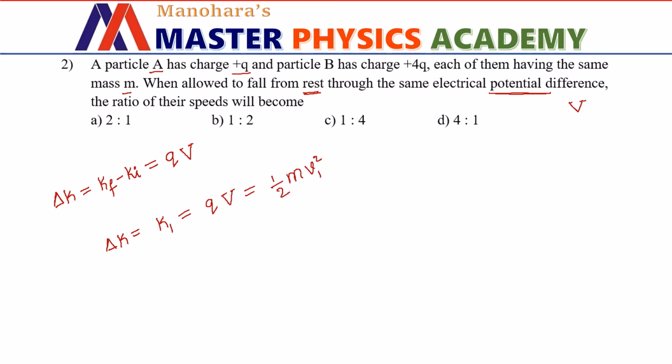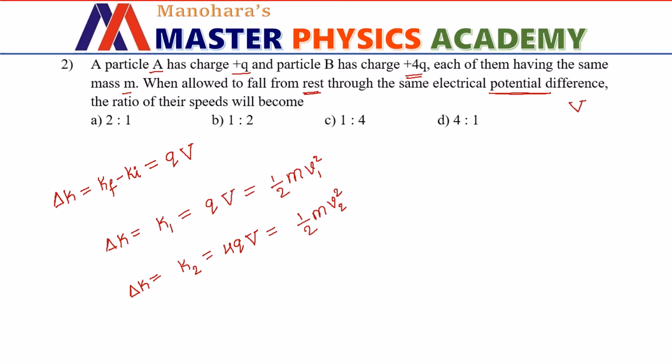So let us apply the same thing for the second charge. For the second charge, let us assume the final kinetic energy to be K2. Hence this K2 will be given by, what is the charge here? Plus 4q. So 4q times the accelerating potential, which is the same here. So that will be equal to half m, where mass is m here, and let us assume the final speed of the second body is V2, then half m V2 squared will be its final kinetic energy.